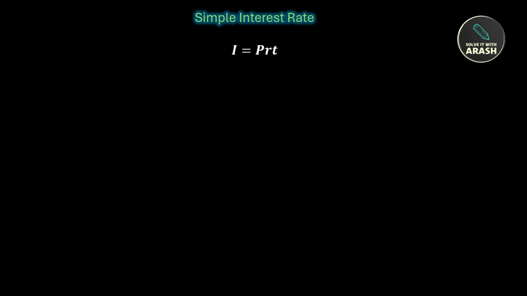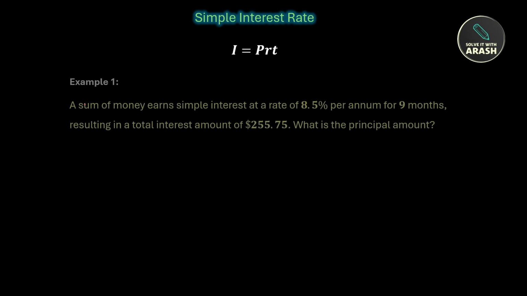The main formula that we have for simple interest rate is shown here, where interest equals the principal amount times interest rate times time in years. So P is the principal, R is the interest rate in decimals, and T is the number of years. And here's the first example that we want to solve.